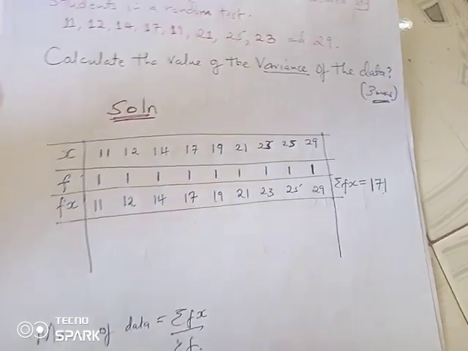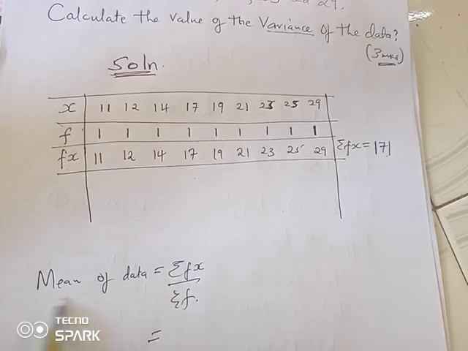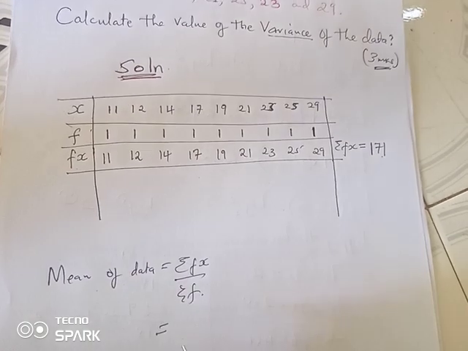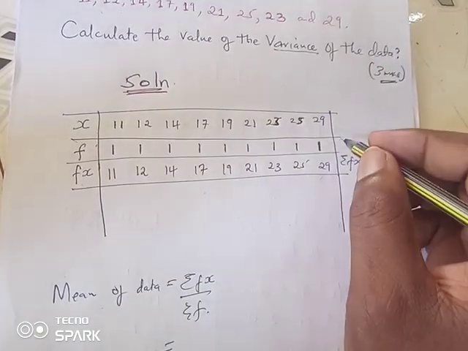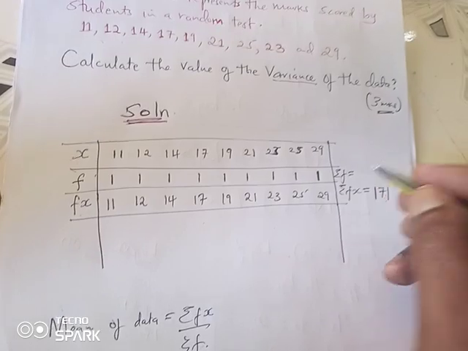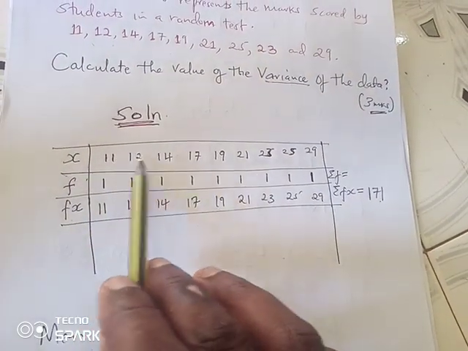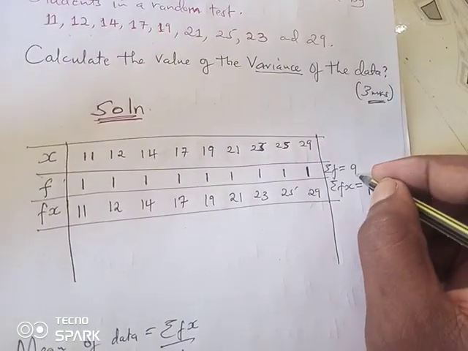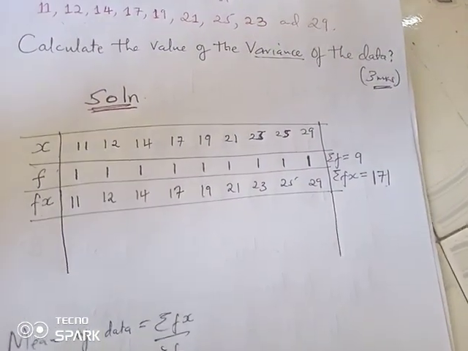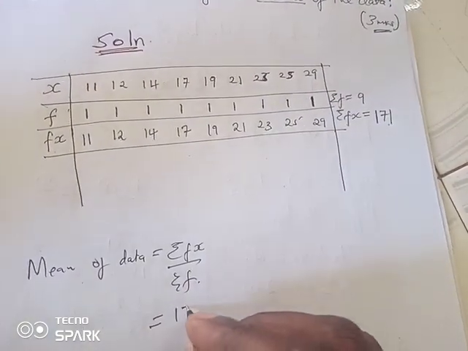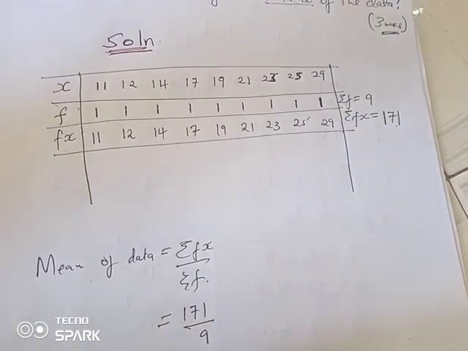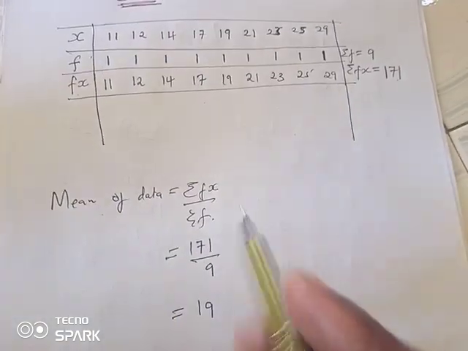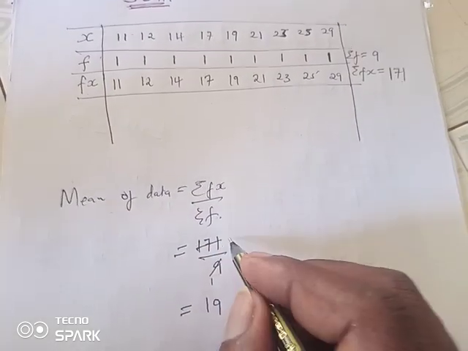So we can now substitute that in the general formula of getting the mean, summation of fx over summation of f. That is summation of f here. How many items are there? They are 1, 2, 3, 4, 5, 6, 7, 8, 9. So 9 items. And therefore, getting our mean, 171 over 9, we get 19. The mean of the 9 is 19.